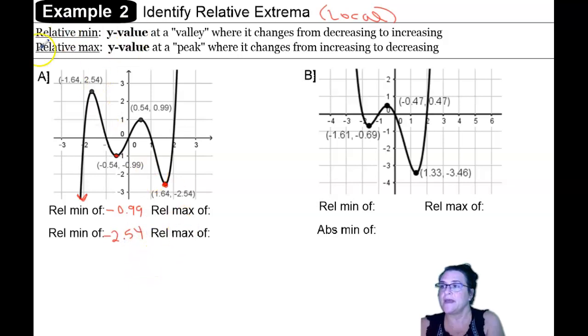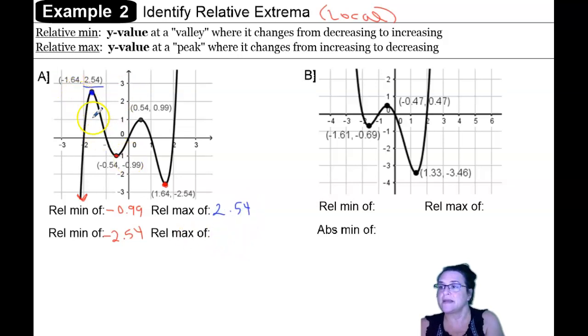Okay, then a relative maximum is a y value at a peak, where the graph is changing from increasing to decreasing. So as I start at negative infinity, I head up, up, up. It's increasing, and then here at the point negative 1.64 comma 2.54, it turns from increasing to decreasing. And so that y value of 2.54 is a relative maximum. It's not the absolute highest point. It's just relative between negative 2 and negative 1 on the x-axis. It's a relative high point. So we have a relative max of positive 2.54.